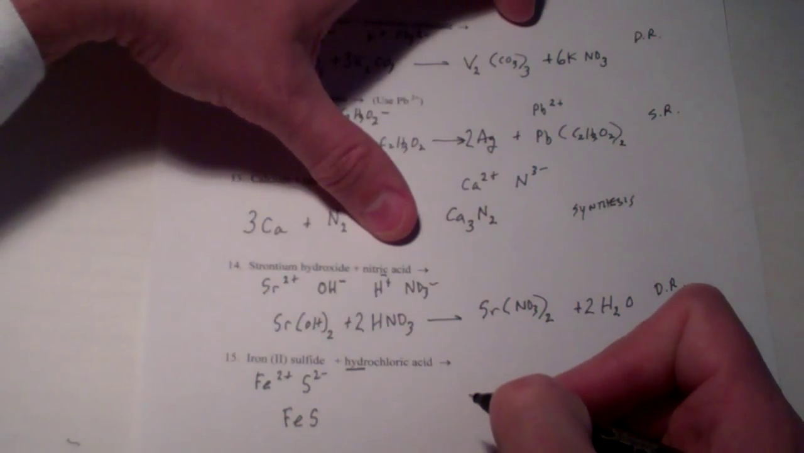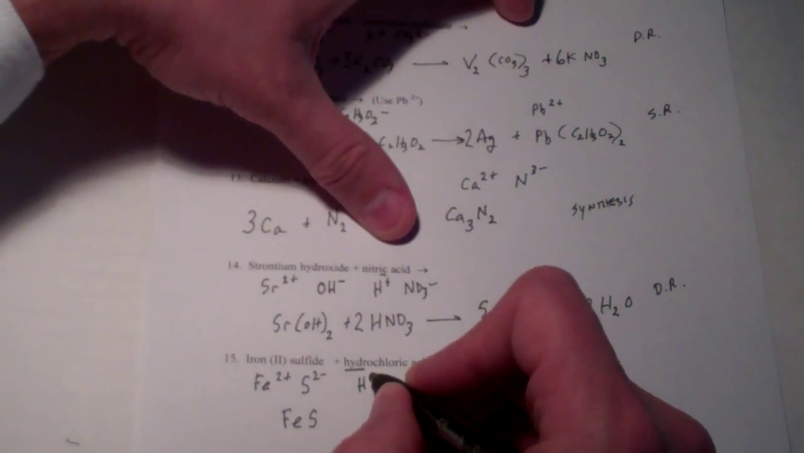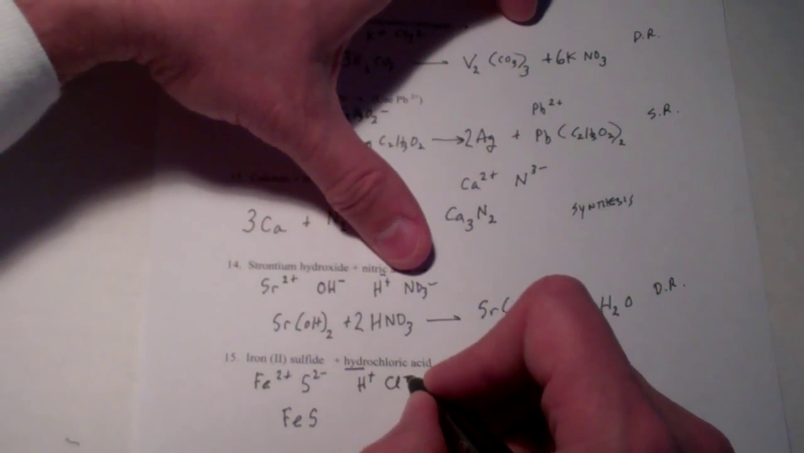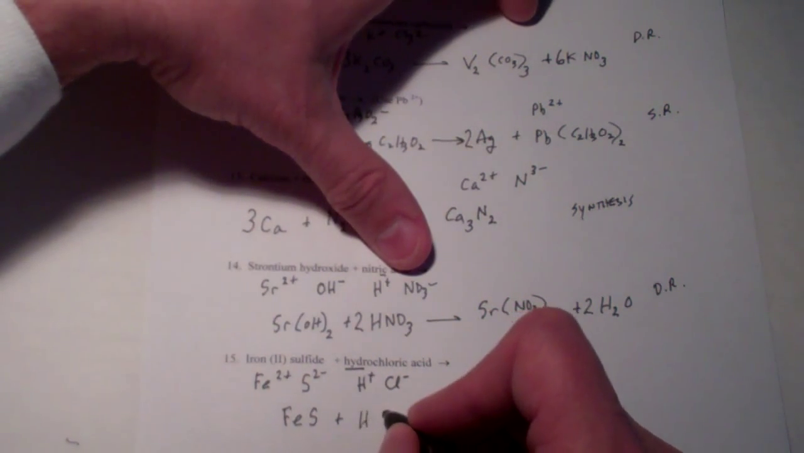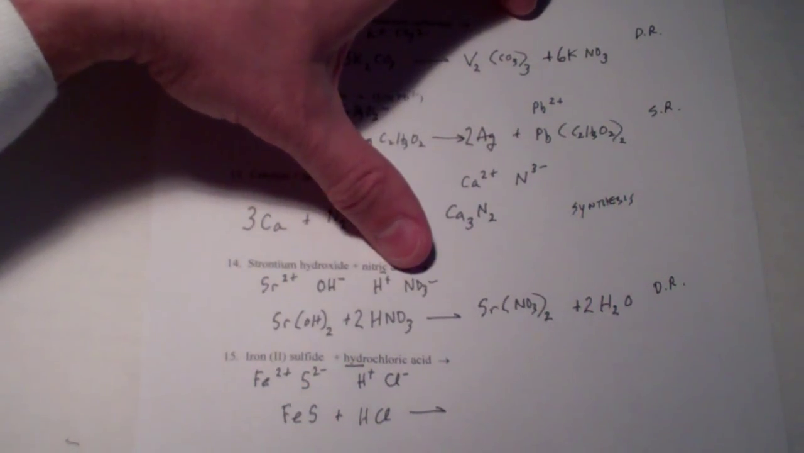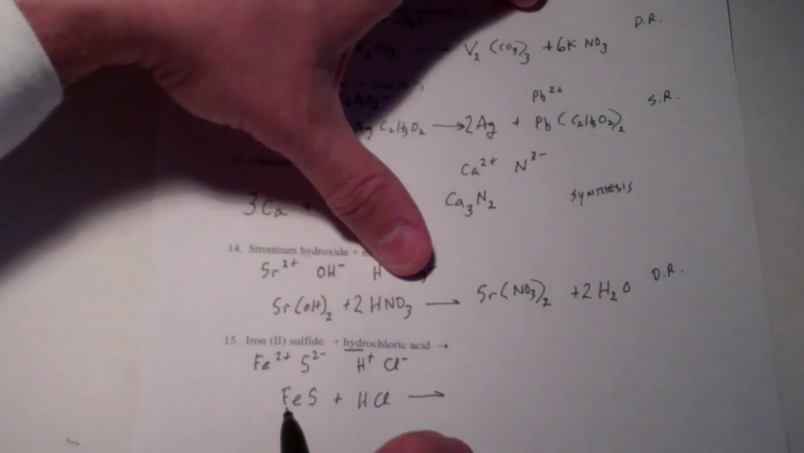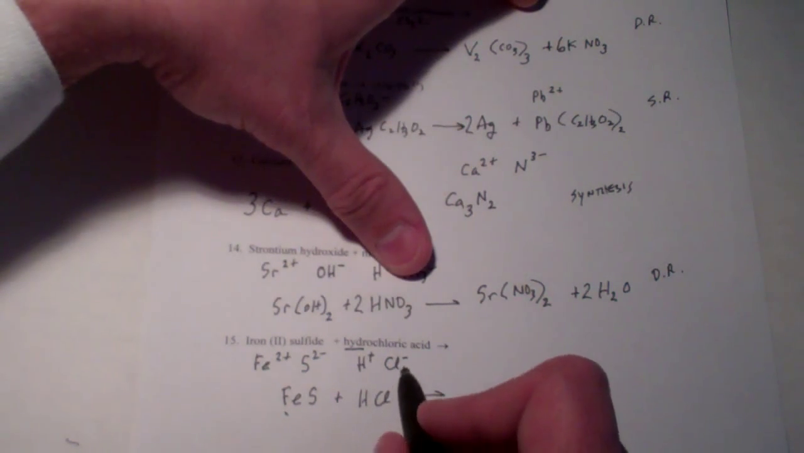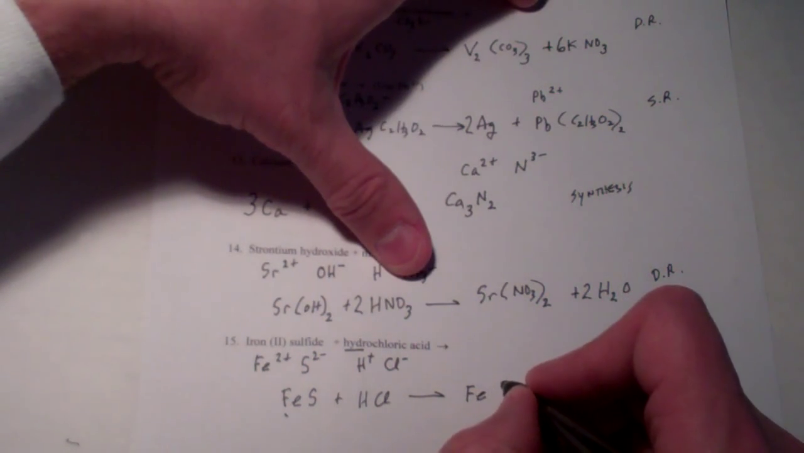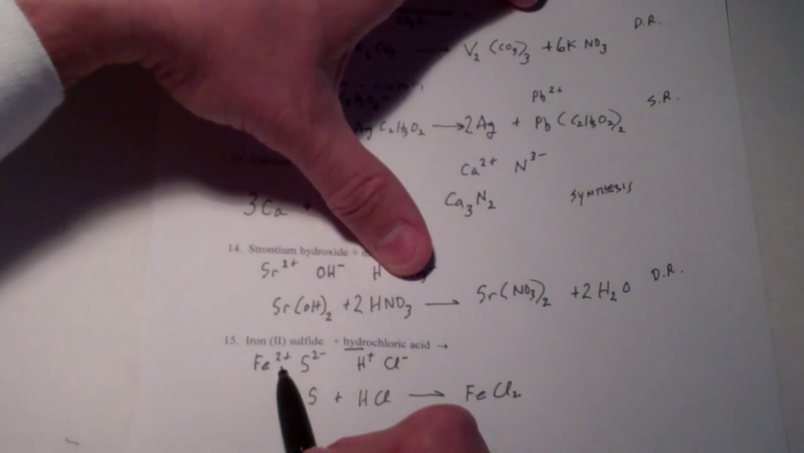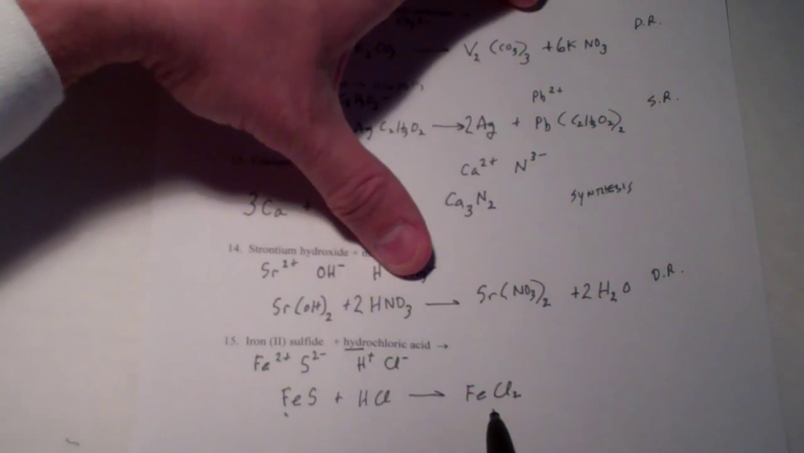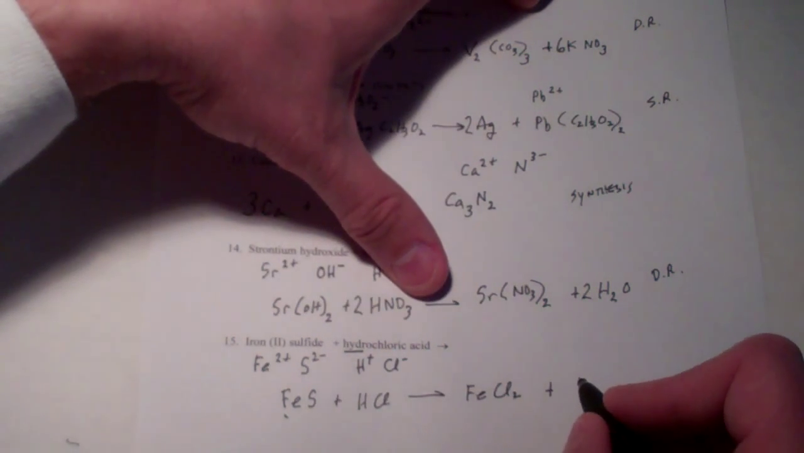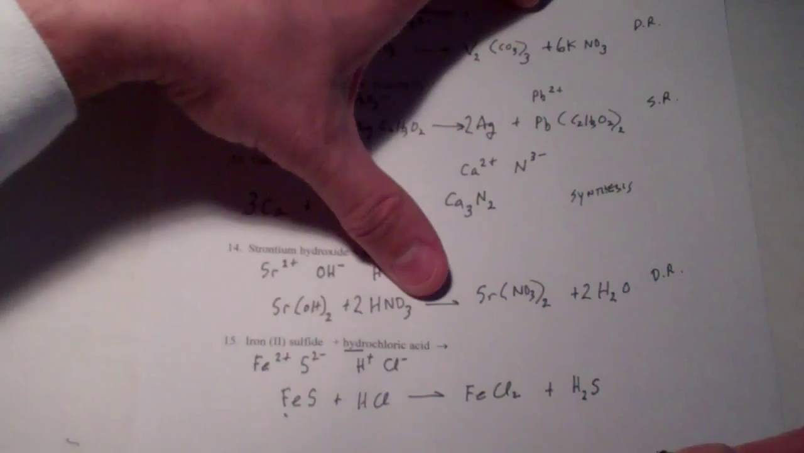Hydrochloric acid means it's a binary acid. We have hydrogen acting as a metal with a 1+ charge. Chloric comes from chloride, which is 1 negative. So we have HCl. Looks like another double replacement reaction. Iron and hydrogen will switch. So iron 2+ gets together with chloride 1 negative to form FeCl2. Remember, iron was 2+, chloride 1 negative, FeCl2. And H1+ will get together with S2 negative, so H2S.